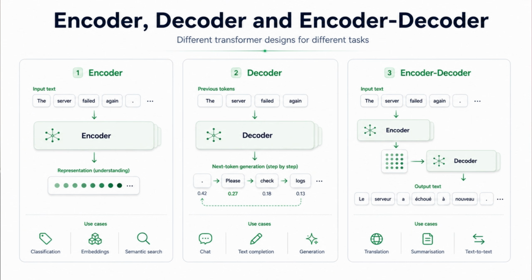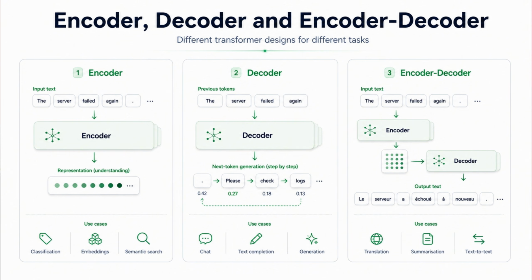An encoder reads the input and creates a useful representation of it. This is helpful with tasks like classification, embedding, semantic search, and comparing the meaning between different pieces of text. A decoder generates the output step by step. This is helpful for chatbots, text completion, and content generation. It takes the previous tokens as context and keeps predicting the next token.